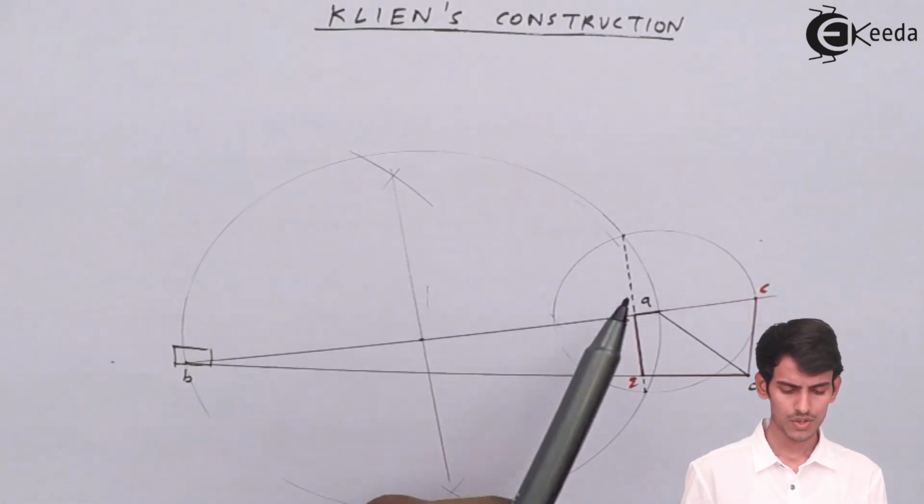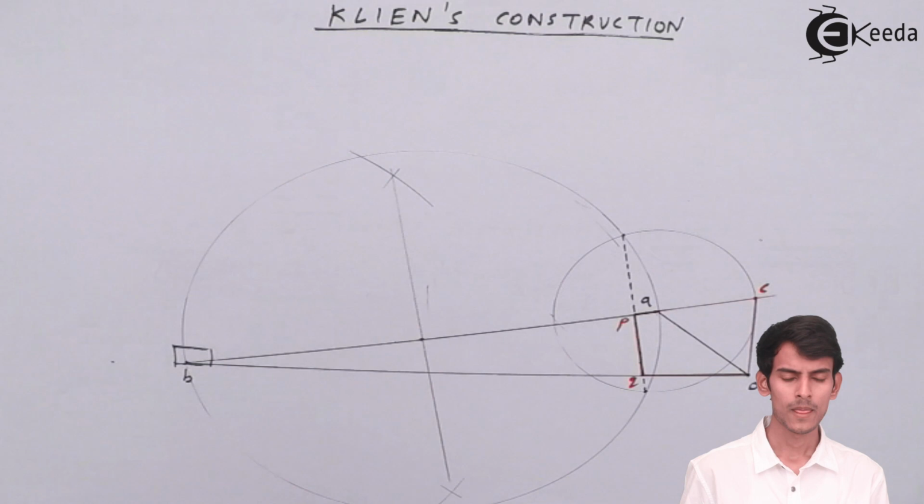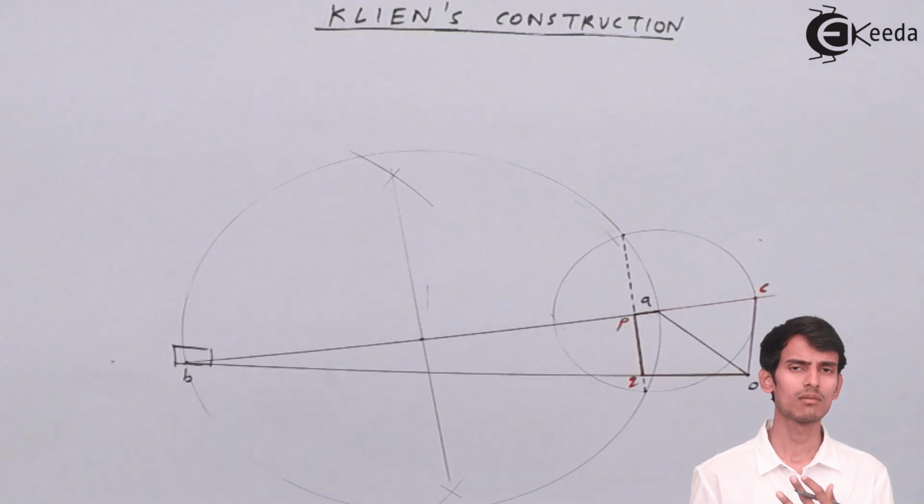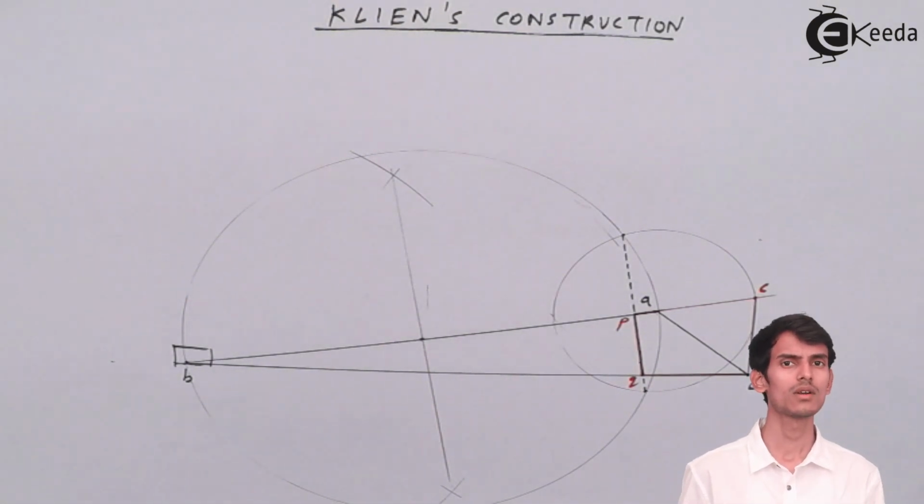Now OAPQ represents the acceleration diagram. So each of the lengths, that is OA, AP, PQ and OQ, will tell you something about the acceleration of different links. So let's see what each of the lengths will tell you.